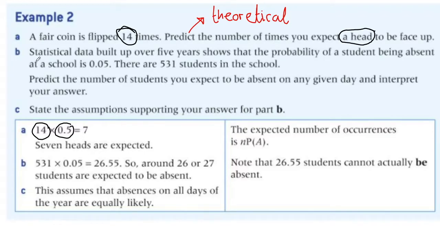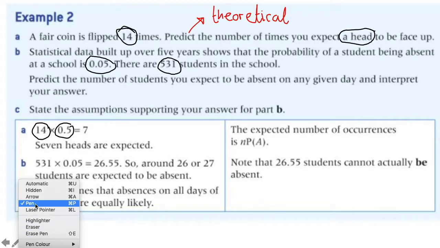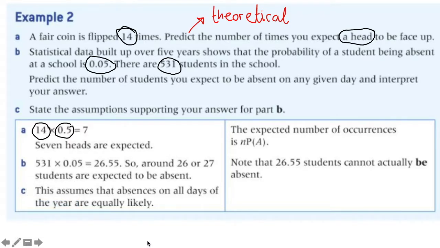Question B. Statistical data built up over 5 years shows that the probability of a student being absent is 0.05. Predict the number of students you expect to be absent. So again, you need to get the two bits of key information, and we want to find effectively 0.05 of 531. So you just times those together and this is your answer. So this is still theoretical probability.